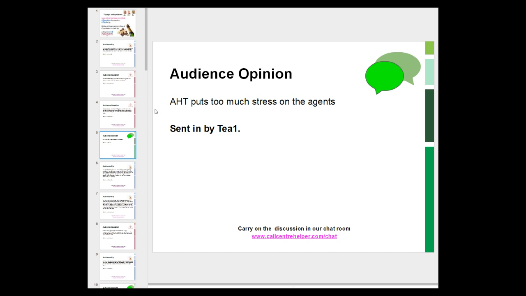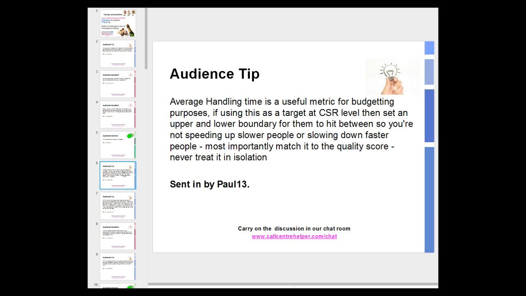Right, we've got quite a number of comments here on average handling time. T says, as his opinion, average handling time puts too much stress on agents. Paul says, average handling time is a useful metric for budgeting purposes, but if you're using this as a target at customer service representative level, then set an upper and a lower boundary for them to hit between, so you're not speeding up slower people or slowing down fast people. Most importantly, match it to the quality score and never treat it in isolation.